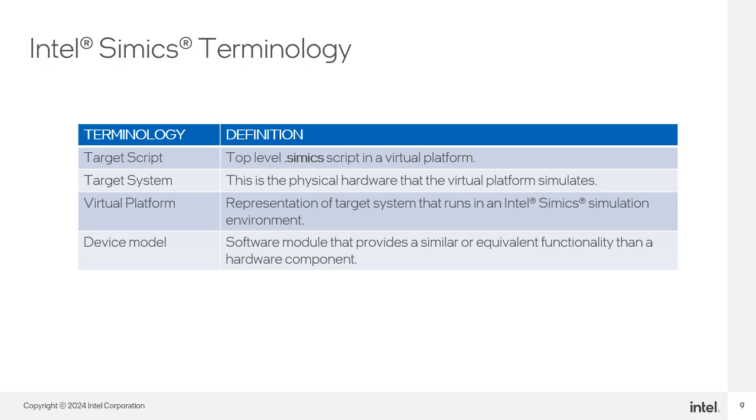Virtual platform. A virtual platform typically includes a model of the processor and any peripheral devices that the processor accesses. Device model. This is the software that is simulating the functionality of the hardware component.